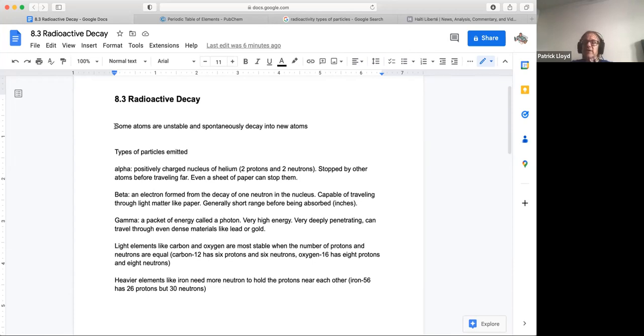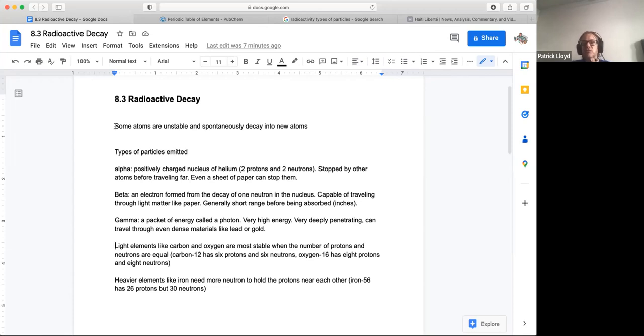It's a packet of energy. Unlike an alpha or beta, it doesn't have any mass. It's actually a photon. It's like the light that we see coming from a light bulb or the sun, but it's a very high energy type of particle or photon. It's millions of times more energy in one gamma photon than there is in visible light. So it's actually very dangerous.